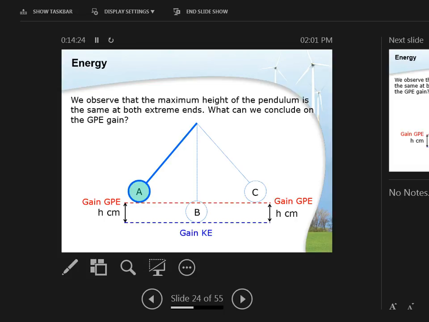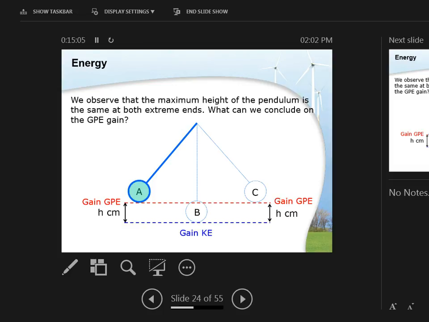So this is the GIF. Show you what happened. So it swings from the extreme ends, from A down to the lowest point B, up to the highest point again C, then B, then A. Okay? These dotted lines tell you where the lowest point of the pendulum is. And we see that from A to B, there's a drop in height. That is h. From B to C, there's a gain in height. Okay? And these two heights, they are the same.